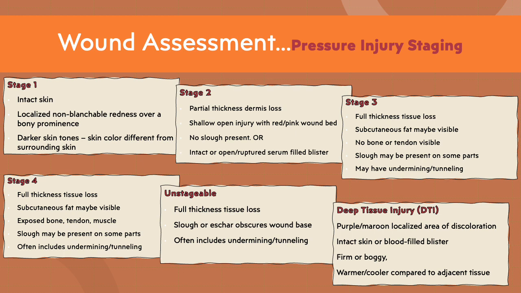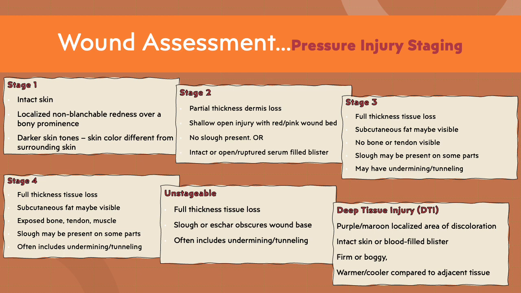Is it a stage 1? Intact skin, local non-blanchable redness over a bony prominence. Stage 2. Partial thickness dermis loss, shallow open wound with red-pink wound bed, no slough present. Or it can be an intact or open ruptured serum-filled blister. Stage 3. Full thickness tissue loss. Subcutaneous tissue may be visible, but no bone or tendon is visible. Slough may be present and may have undermining and tunneling.